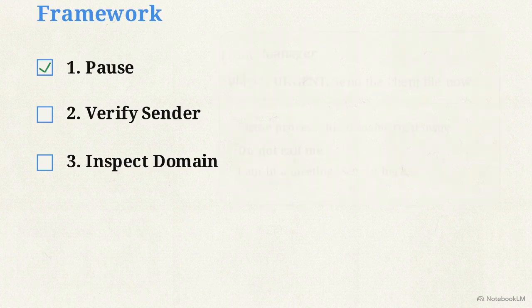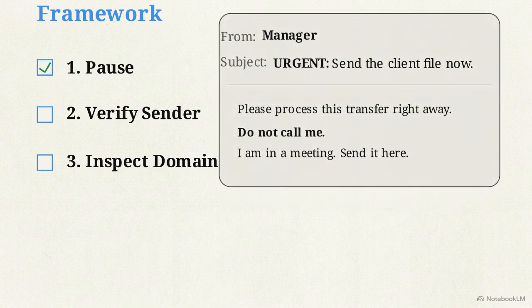Step 1 is to pause. Look at the language in the message. Words like urgent or instructions demanding secrecy, such as "do not call me," are designed to trigger an emotional reaction. When you feel pressured, stop.